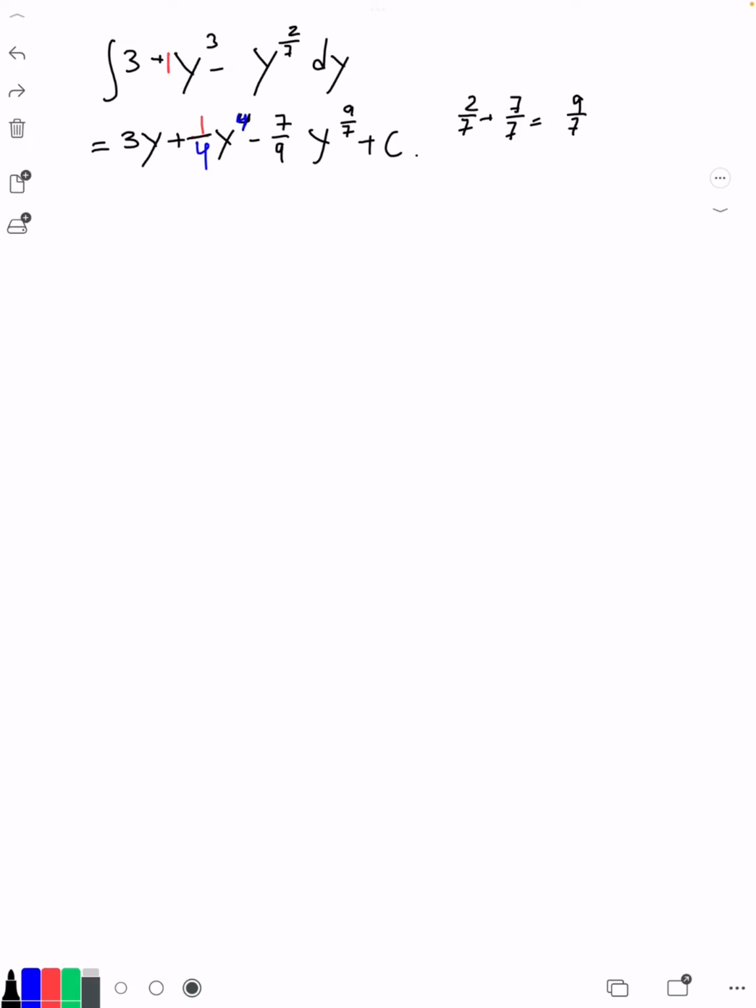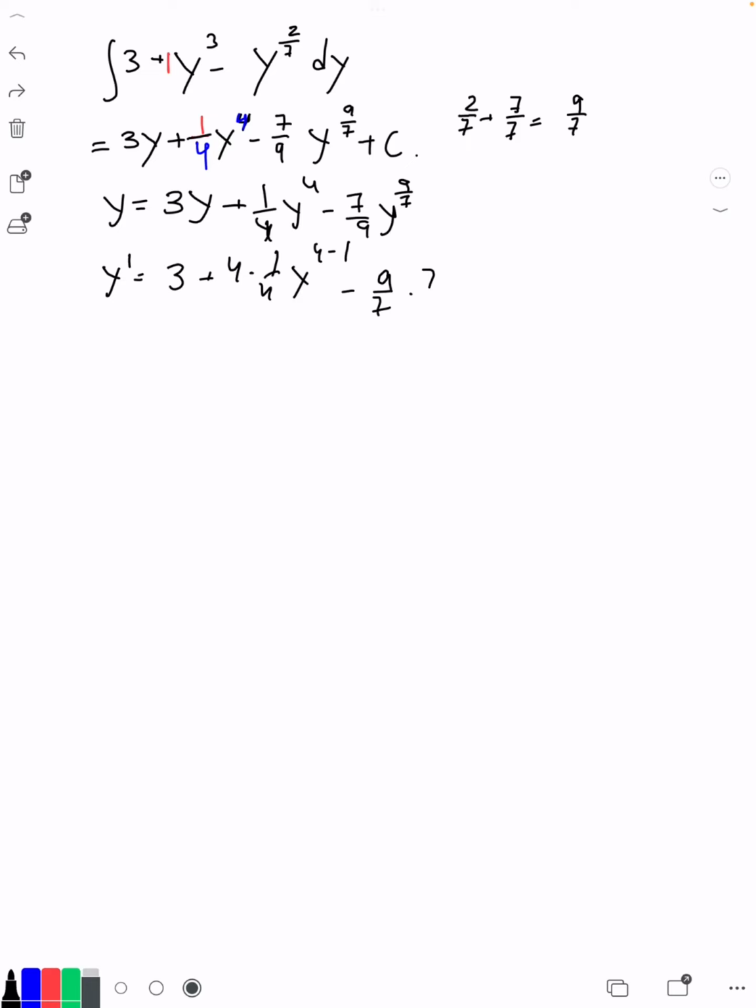Now let's derive that. So let's write y equals 3y plus 1/4 y to the power of 4 minus 7/9 y to the power of 9/7. If we're deriving that, we're going to be left with 3 plus 4 multiplied by 1/4 y to the power of 4 minus 1, minus 9/7 multiplied by 7/9 y to the power of 9/7 minus 7/7.